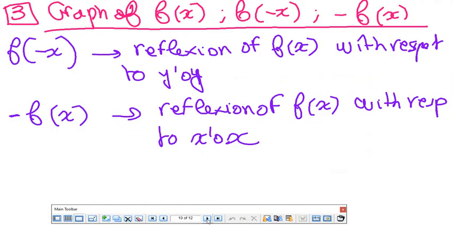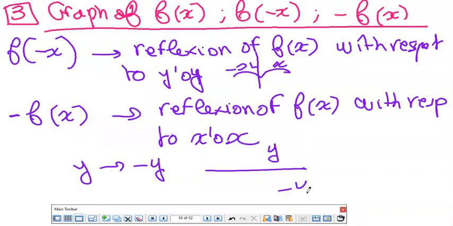Let's move to the last part in this video, how to graph f of minus x and minus f of x. This is very easy. Now, if I have f of x and I want to draw f of minus x, it means x becomes minus x. So I need to do the reflection with respect to y prime or y. Here is x, here is minus x. So what I'm doing here, I'm reflecting across y prime or y. If I want to draw minus f of x, it means I have y and minus y. How do we do it? Where is y? This is y here, this is minus y here. So I do the reflection with respect to x prime or x. It's very simple, this part.